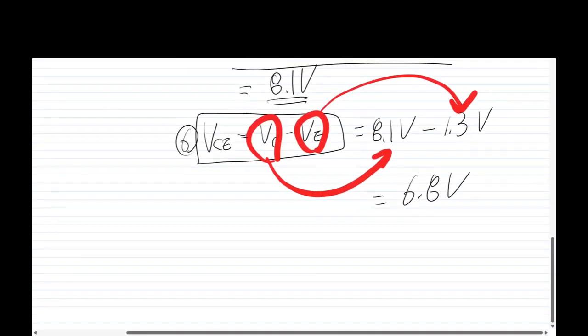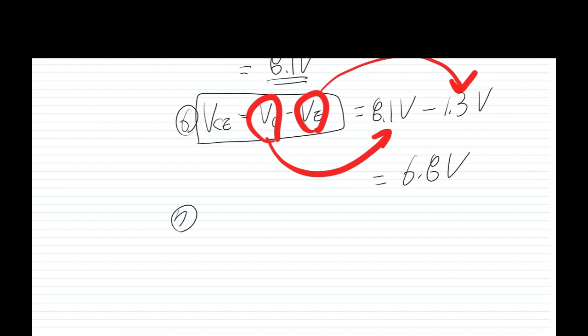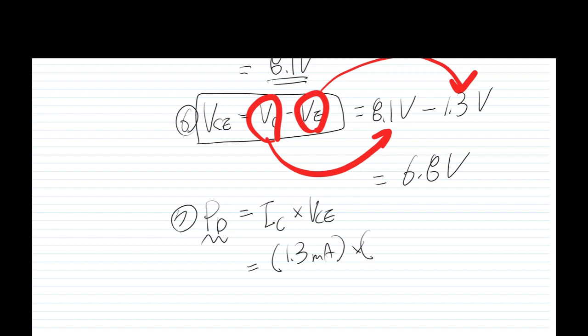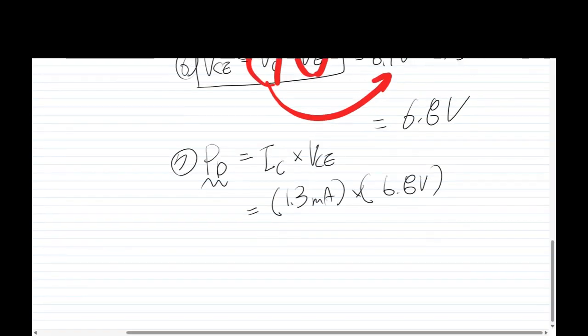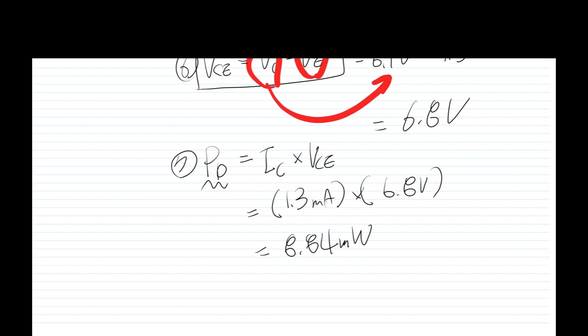Any questions so far? Okay. So now question 7. What is the distribution power? The distribution power is I sub C times the V sub CE. The I sub C we have already calculated, 1.3 milliamp, multiplied by 6.8 volt. And finally, that was 8.84 milliwatt. Okay.